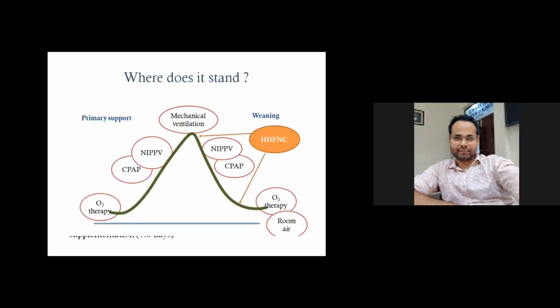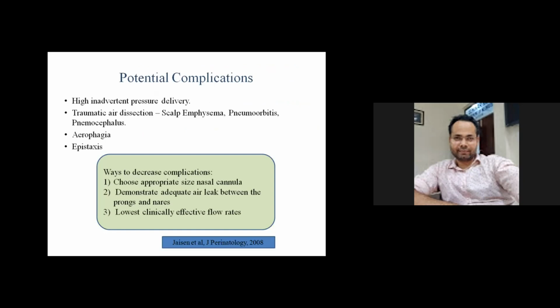So where does the HFNC stand with respect to primary support? It can be used as a modality for primary support in babies with RDS or apnea of prematurity. And in terms of weaning, it can be used immediately post extubation or as a gradual weaning method following CPAP. What are the potential complications of HFNC? It causes inadvertent pressure delivery. It can lead to traumatic air dissection, scalp emphysema, pneumo-orbitis, pneumocephalus, aerophagia, and epistaxis.